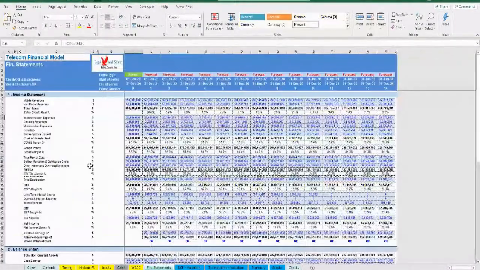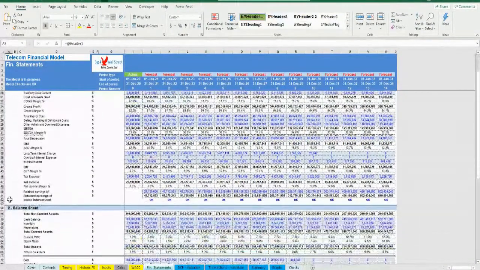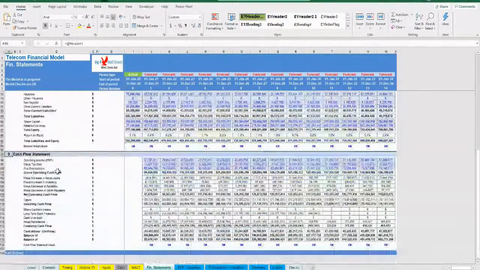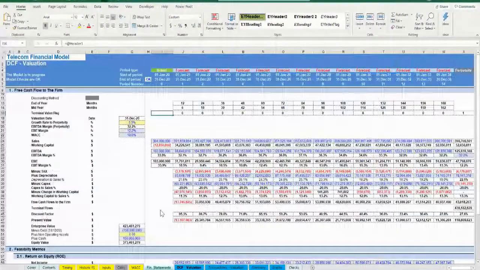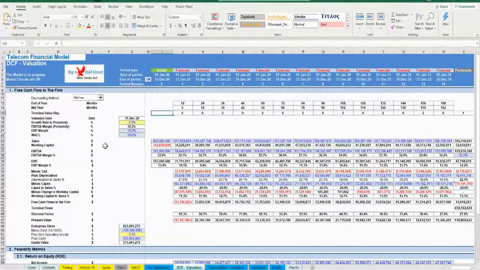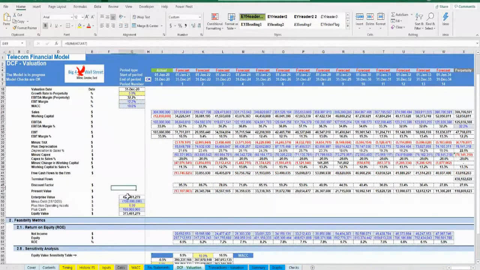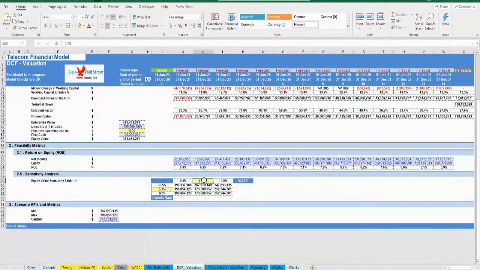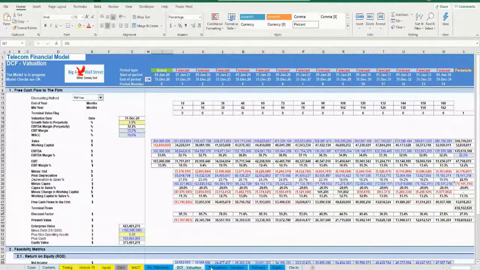In the Financial Statements tab, everything is aggregated here into the relevant statements, profit and loss, balance sheet, and cash flow on a yearly basis. Moving to the DCF Valuation tab, a free cash flow to the firm valuation is performed, leading to an enterprise value and an equity value. Additionally, a sensitivity analysis is performed on the equity value of the business by using the discount rate and the growth rate to perpetuity as sensitivity parameters.